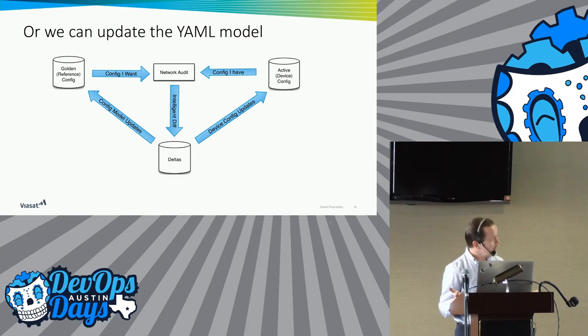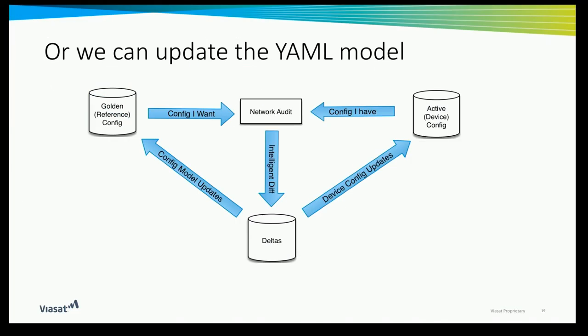It also might be the case that the device's configuration is actually what we want. In this case, maybe a network engineer deployed or tested out a piece of configuration in one segment of the network, determined, yes, this is working out good for us. We want to deploy this to other parts or maybe all of the rest of the network. So in that case, we'll update our modeling so that configuration now becomes the standard, that golden configuration that we want to use for the network.